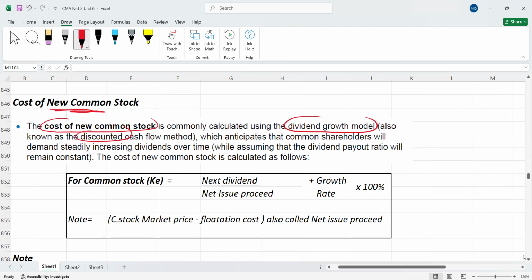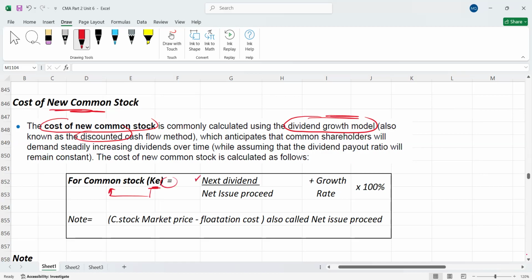Understood? And we know under the dividend growth model we assume that dividend will grow with a constant percentage to infinity, and this we discussed in the last class. Same formula we are using. So how will you calculate cost of equity for the common stock? So this formula you will use.